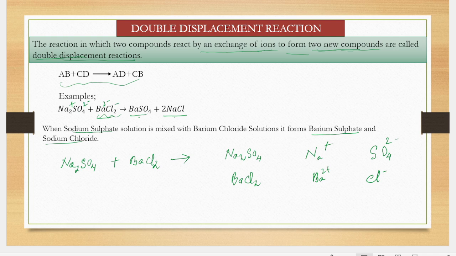Now what will happen? Already I have told you the positive ion of sodium sulfate is the sodium ion and the negative ion is the sulfate ion, which is called your anion, and the positive ion is your cation. In the same way, the positive ion of barium chloride is the barium ion and the negative ion is the chloride ion. The positive and negative ions of both compounds switch places.